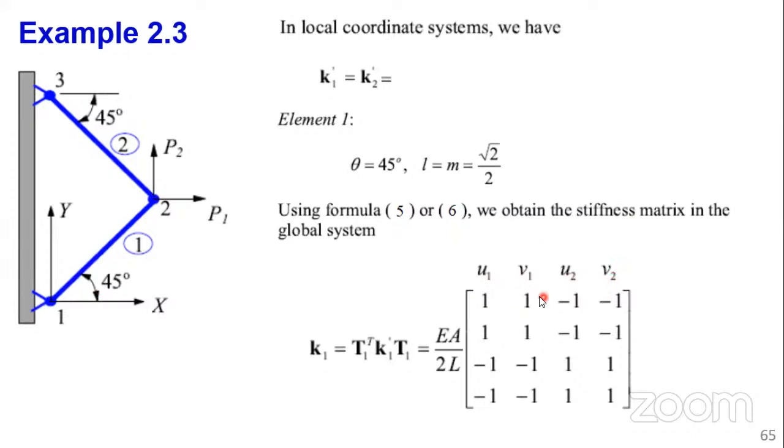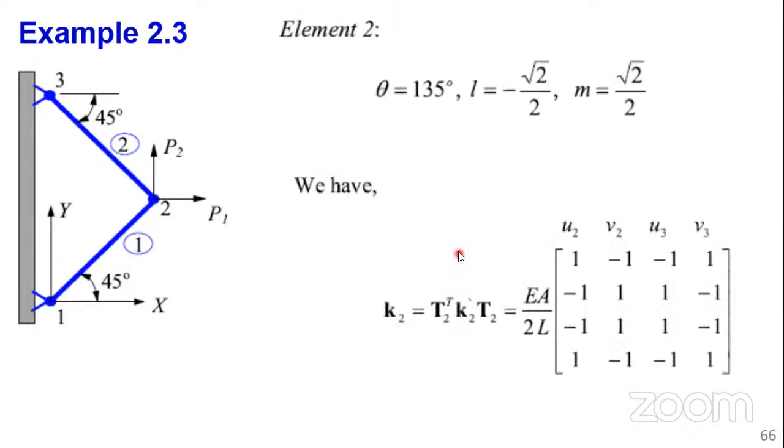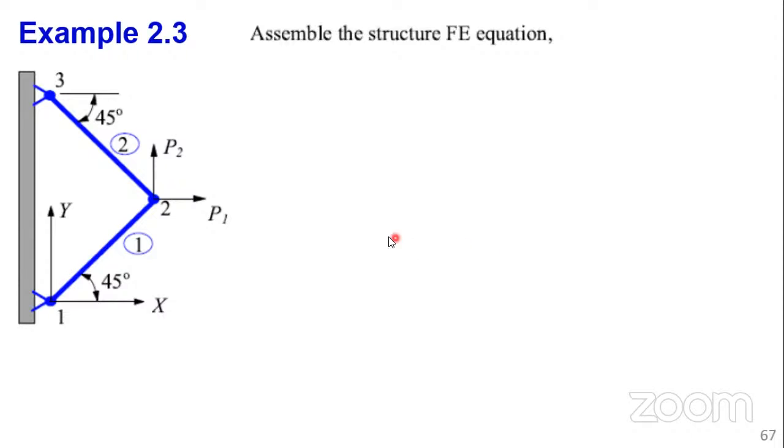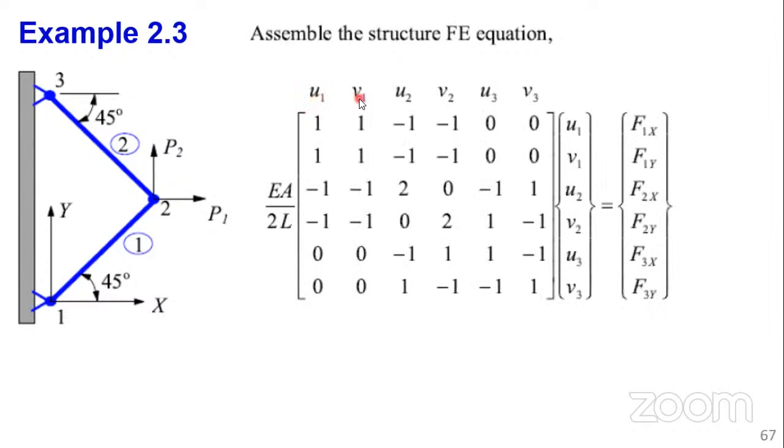Now you can assemble. You see, they are in the global coordinate system. You can assemble. They are in the same coordinate system. You can get the assembly. And the assembly is just the same way we did. You get U1, V1, U2, V2, U3, V3. You use the compatibility condition to be able to get the quantities. Then you obtain this overall stiffness matrix.